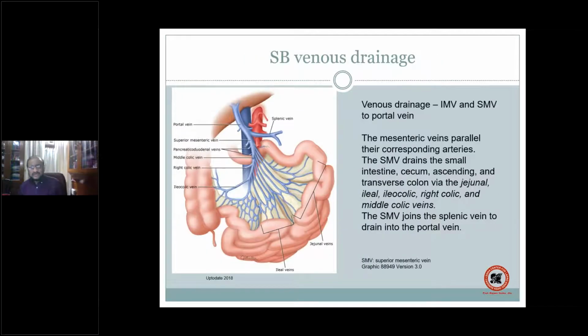Now, what about the venous drainage? The venous drainage, we all know, is to the inferior mesenteric and superior mesenteric vein. As far as the small bowel is concerned, this whole small bowel is being drained by the jejunal veins and the ileal veins. See the arcades, very characteristic. Remember, we talked about these arcades last time.